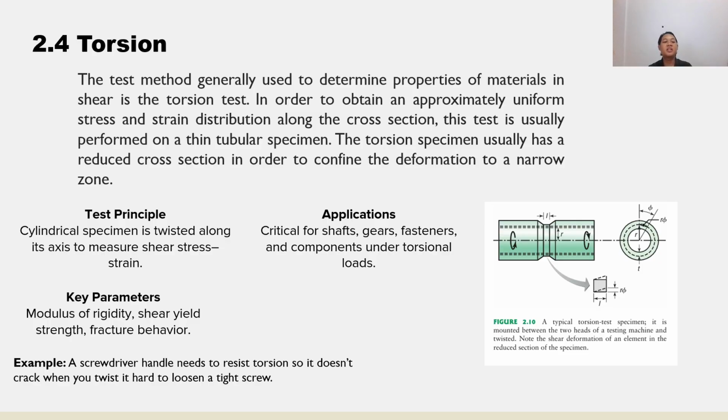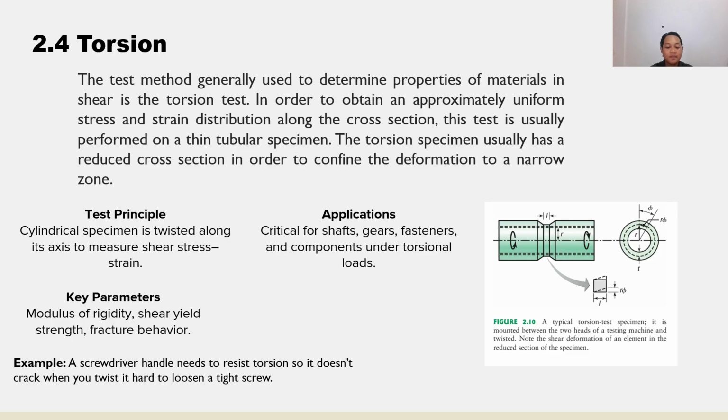The test principle is that the cylindrical specimen is twisted along its axis to measure shear stress and strain. The application is critical for shafts, gears, fasteners, and components under torsional loads. And the key parameters are modulus of rigidity, shear yield strength, and fracture behavior.